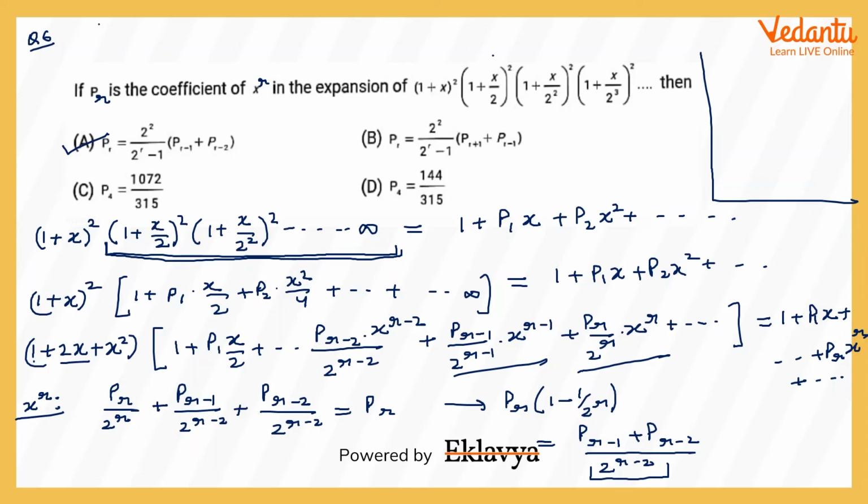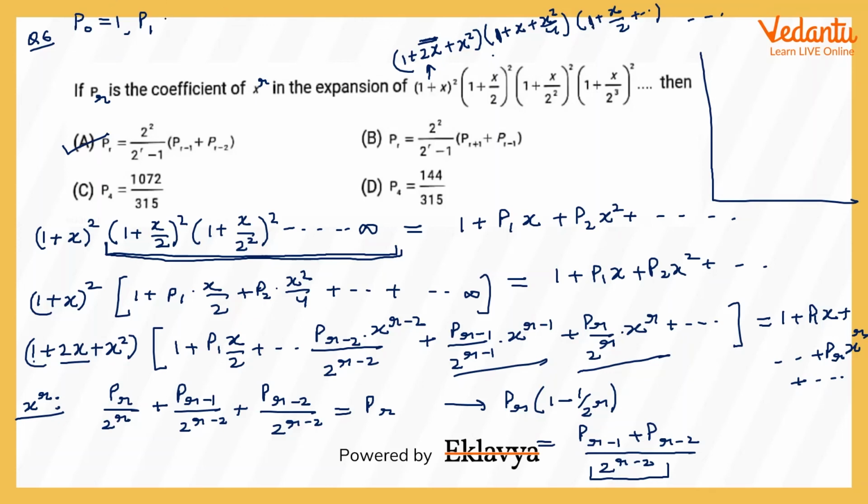Now to get P4, what we will do, we have already found P0 as 1, whereas to find P1, that is the coefficient of x, what we can do, you can write this as 1 plus 2x plus x square. Similarly, in the other bracket, the coefficient of x will be x, and then x square by 4. In the next bracket, the coefficient of x will be x by 2, and so on, and similarly other brackets. Now to get the coefficient of x, we need to multiply this 2x with the product of all the ones of the remaining brackets.